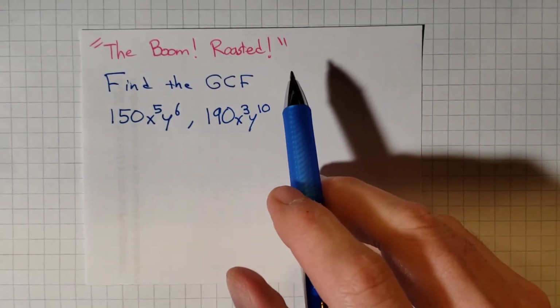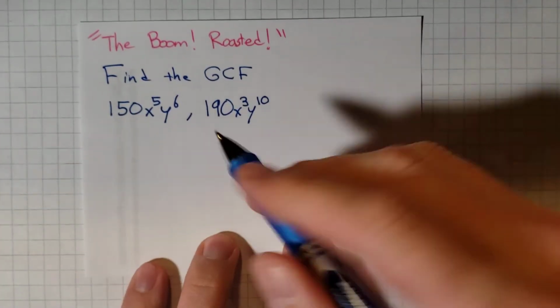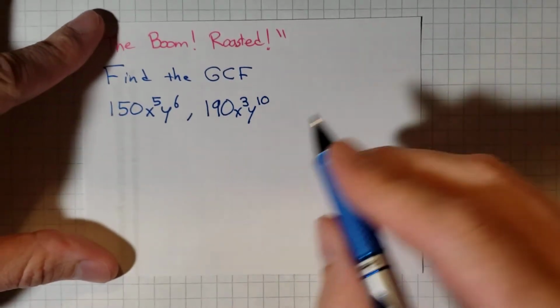Okay, find the greatest common factor. So this is very similar to the previous one. We just have larger numbers. So big whoop. The variables are actually the easiest ones, okay?